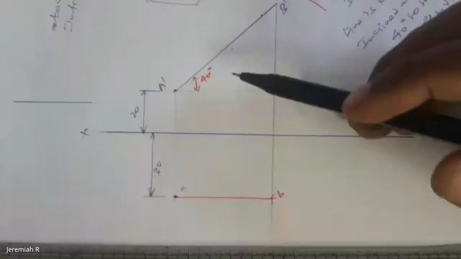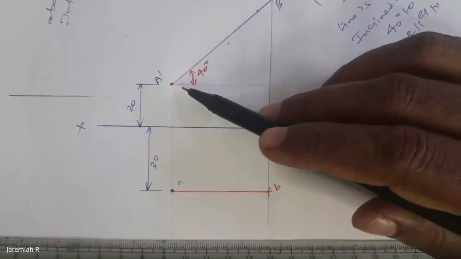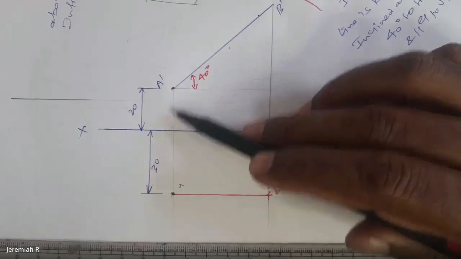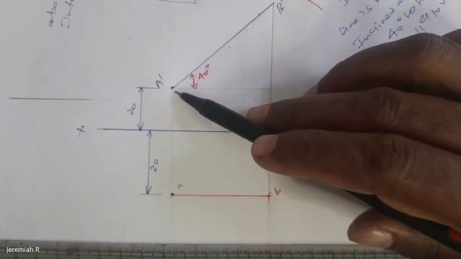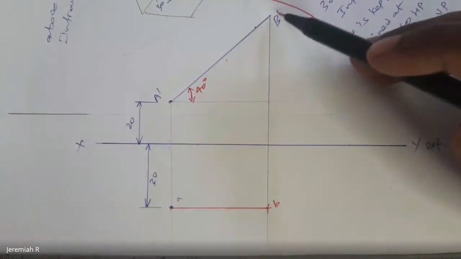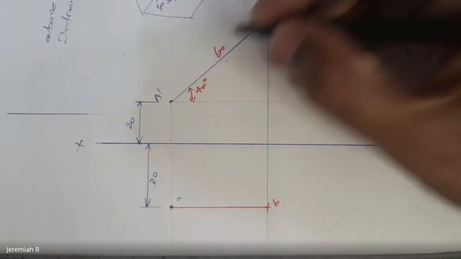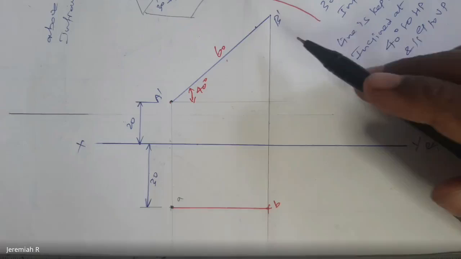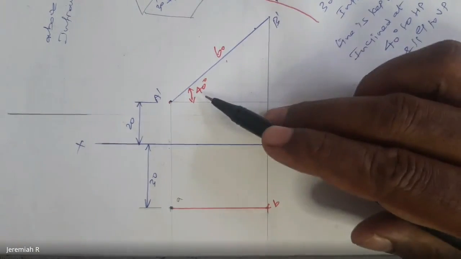Okay. So what we have done: with the height of 20, you got A dash, just kept the protractor with the angle of 40 degrees. With the value of 60 mm, you got B dash. This is your front view. You have to mention 40 degrees.